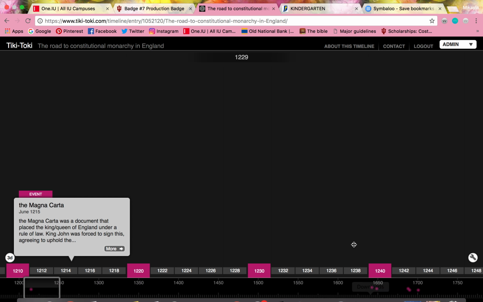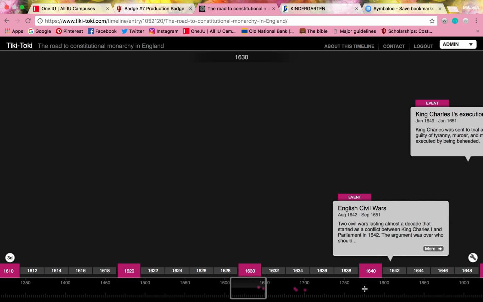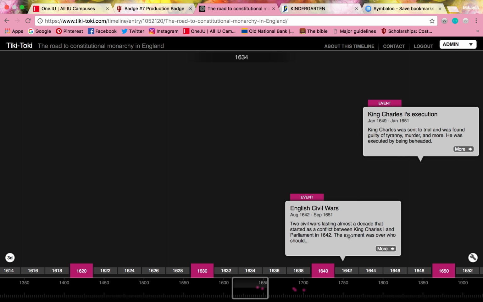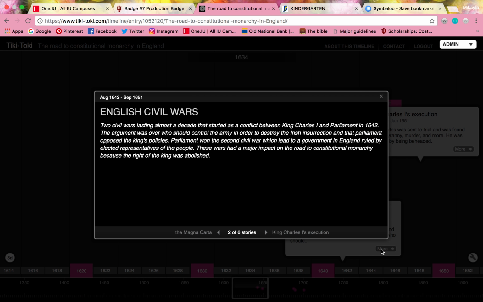So our next event in the road to constitutional monarchy is all the way in the 1600s, and this is the English Civil Wars. There were two separate civil wars, but these both ranged from August of 1642 to September of 1651. So these two civil wars lasted almost a decade, and they started as a conflict between King Charles I and Parliament in 1642. This argument was over who should control the army in order to destroy the Irish insurrection, and that the Parliament also opposed the king's policies.